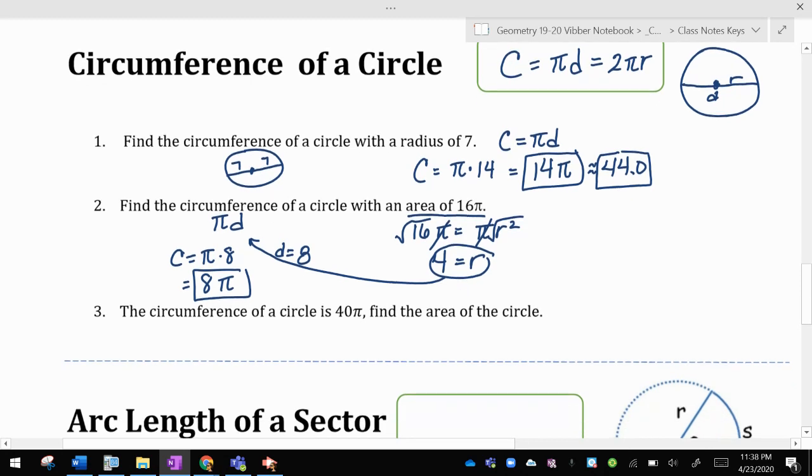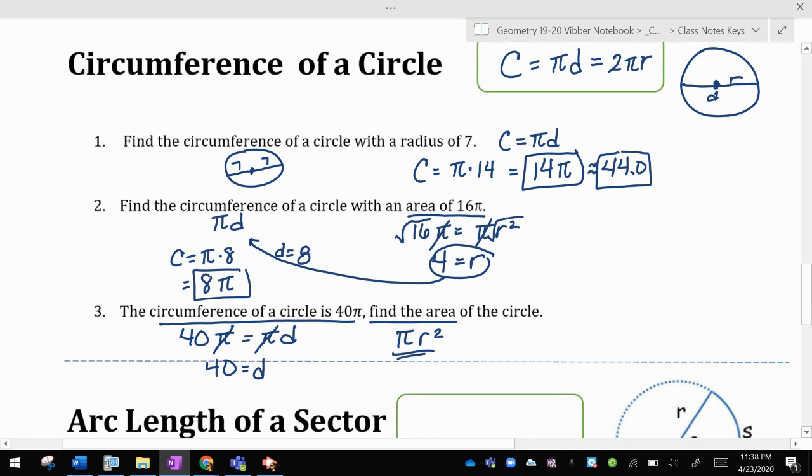Last but not least, it says the circumference is 40 pi. Find the area. Okay, so if circumference is 40 pi, find the area. Well, if I want the area, I need to know pi r squared. So I really need to find the radius. Then they tell me the circumference is 40 pi. So I know 40 pi is pi times diameter, which means my diameter is 40.